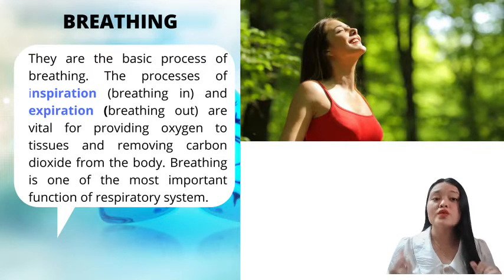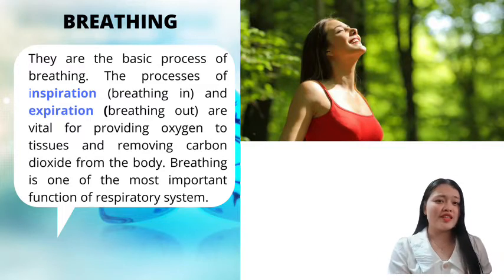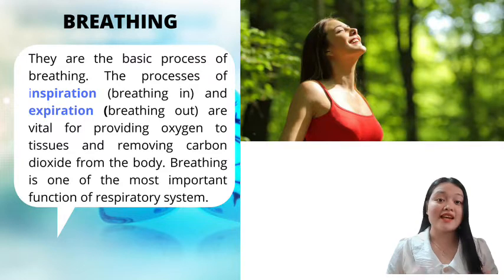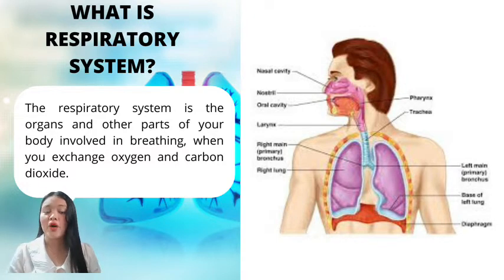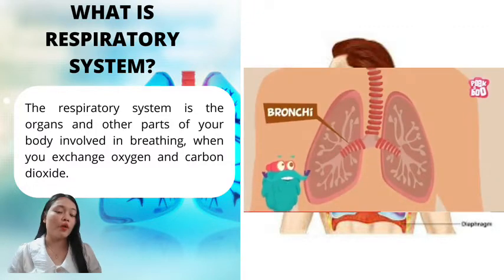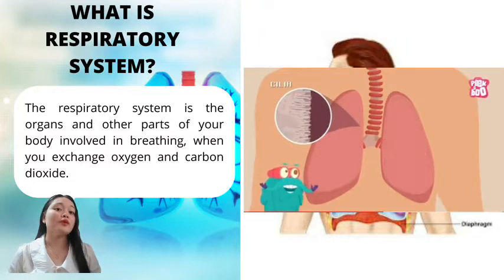Breathing is one of the most important functions of the respiratory system. So I will not further discuss its mechanism of action because I am going to focus on the anatomy and physiology of the respiratory system. So what is the respiratory system? The respiratory system is the organs and other parts of your body involved in breathing when you exchange oxygen and carbon dioxide. The respiratory system is the network of organs and tissues that help you breathe.